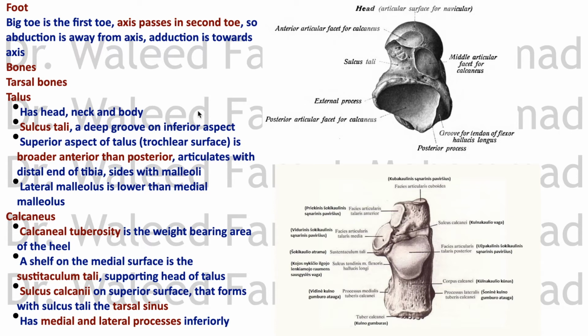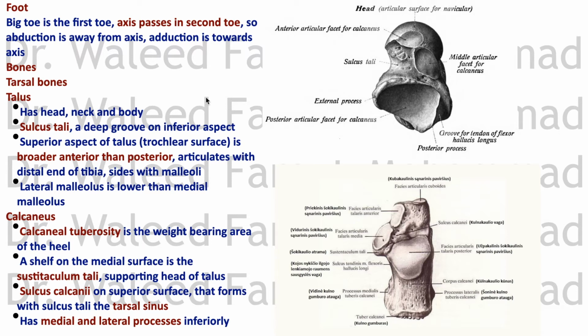Now, when we study the upper limb, the axis will be passing into the third finger, or from the medial side, the third or the middle finger. But in the foot, it passes through the second toe. So when we talk about abduction, it's away from the axis, and adduction is towards the axis, not towards the body or away from the body. Remember this.